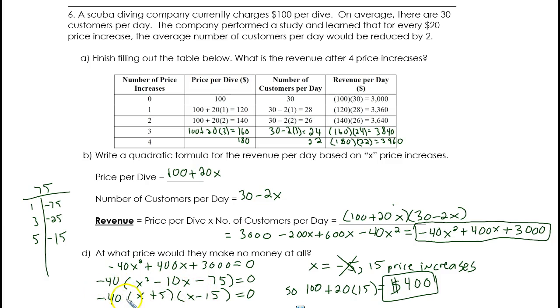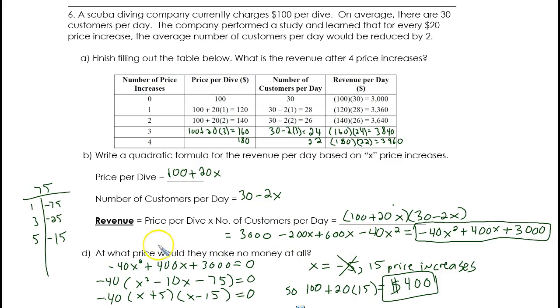The negative 40 does not have a variable, so as far as factoring and solving, once I get the factors, I can ignore it. And I focus on just the things that have x's. And I got negative 5 as a solution and 15 as a solution. Well, remember, this is a real-world problem. You can't have negative 5 price increases. That doesn't make sense here. So we're only looking at the 15 price increases.